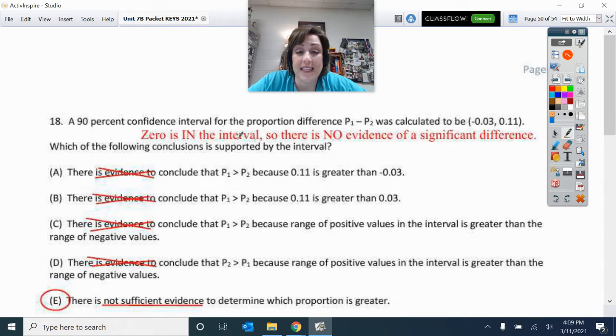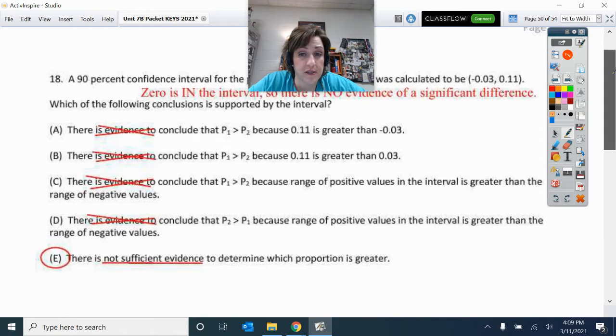So 0 is in the interval. If 0 is in this interval, there is no significant difference between those two proportions.